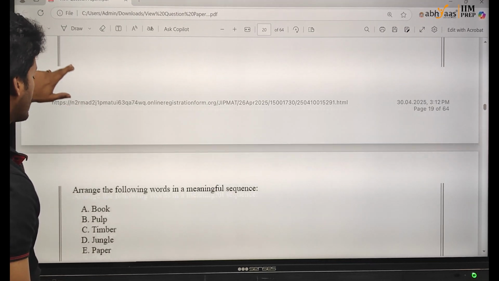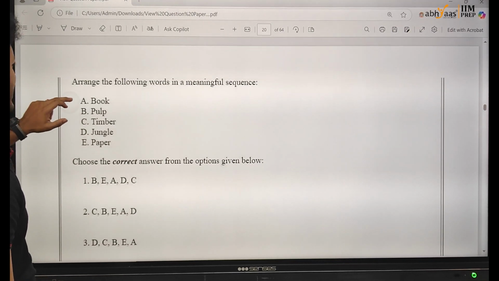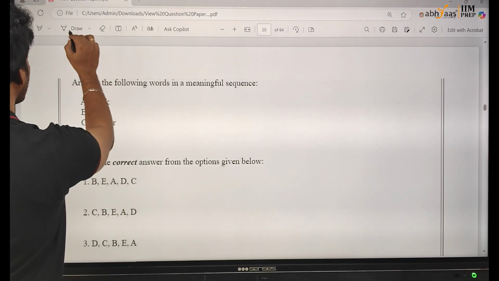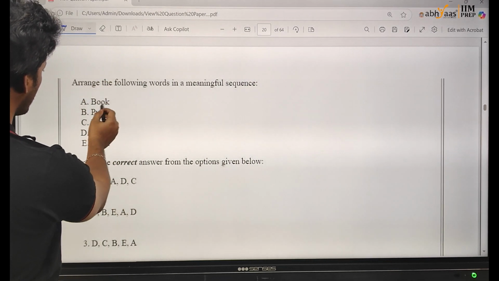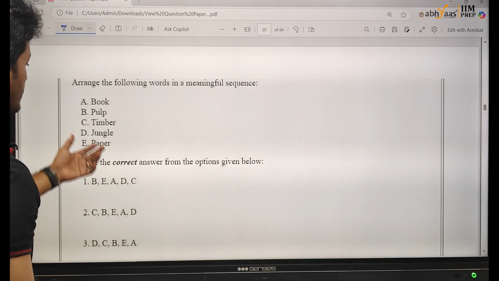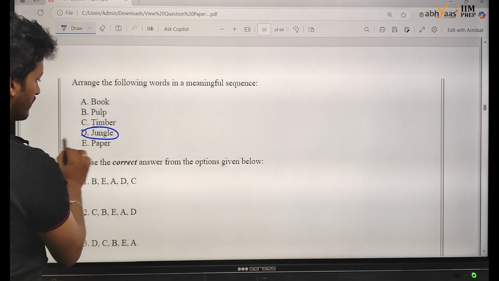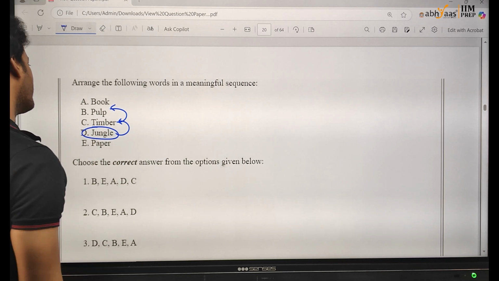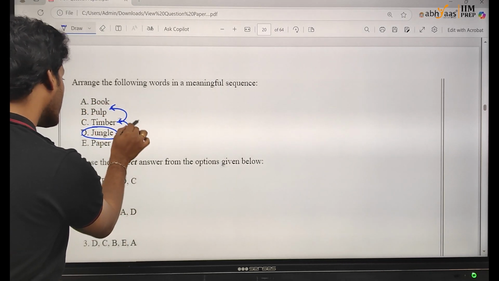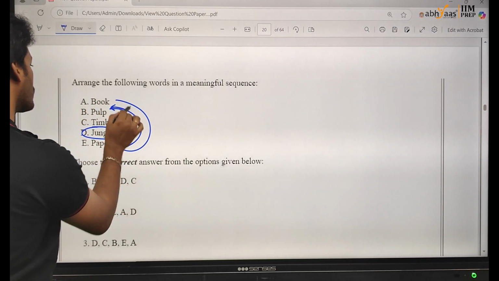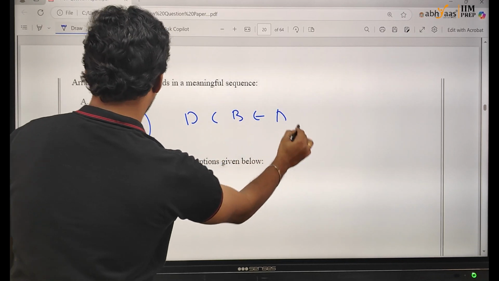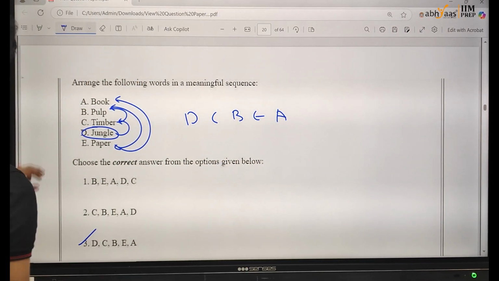Very easy question. Coming to this, arrange the following words in a meaningful sequence. Sequence means, let's see, book, pulp, timber, jungle and paper. So which one comes first? Jungle has to come first. From jungle we will get timber, from timber we will get pulp, from pulp we will get paper, from paper we will get book. So it will be D, C, B, E, A. Option 3 is the right answer.